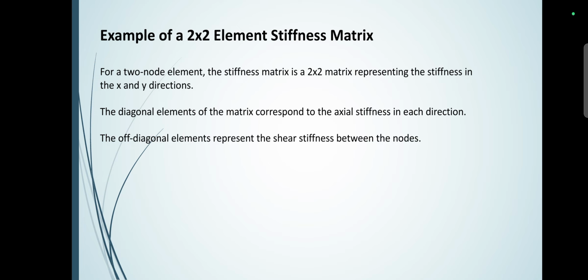Example of 2 into 2 element stiffness matrix. For a two-node element, the stiffness matrix is a 2 into 2 matrix representing the stiffness in x and y directions. The diagonal elements of the matrix correspond to the axial stiffness in each direction. The off-diagonal elements represent the shear stiffness between the nodes.